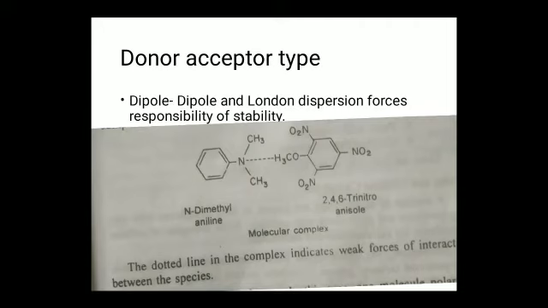An example of the donor-acceptor type is the complex formed between N-dimethylaniline and 2,4,6-trinitroanisole. This type of complex forms under cold conditions to give a molecular complex. The dotted line in the complex indicates weak forces of interaction between N-dimethylaniline and 2,4,6-trinitroanisole.